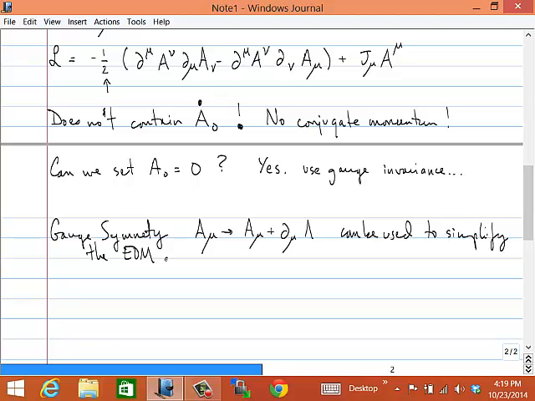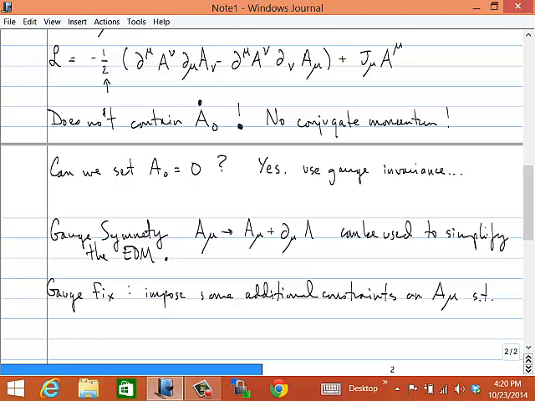So the basic idea is the following. What we would like to do is we would like to impose some additional constraints on A mu such that for each A mu satisfying these constraints, there is a unique F mu nu.